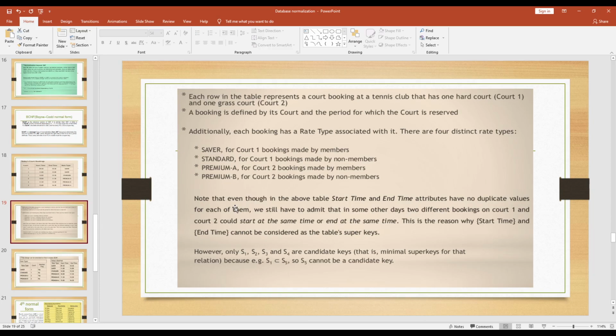Note that even though in the above table the start time and end time attributes have no duplicate values for each of them, we still have to admit that on some other days, 2 different bookings on Court 1 and Court 2 could start at the same time or end at the same time. This is the reason why start time and end time cannot be considered as the table superkeys.